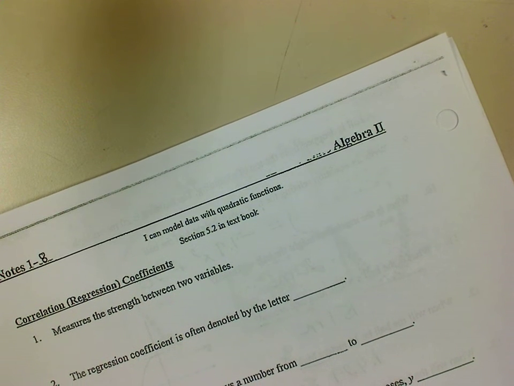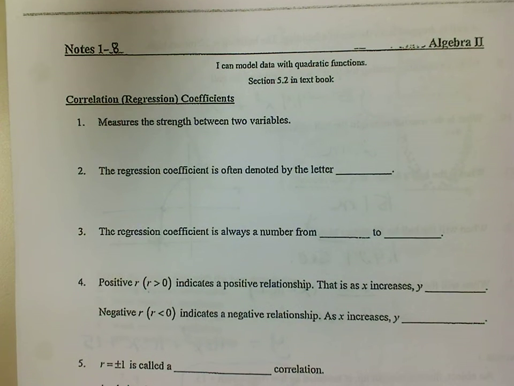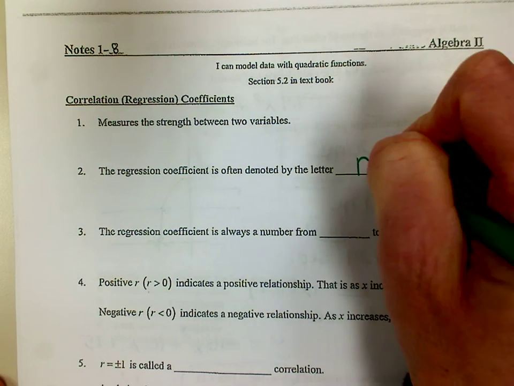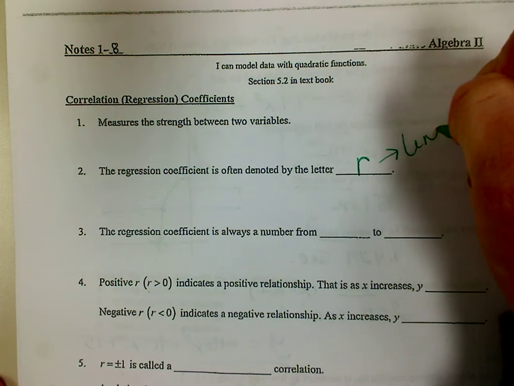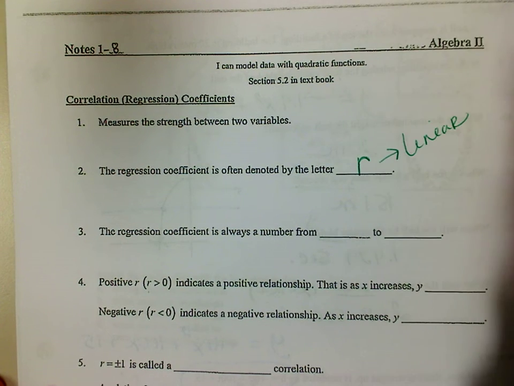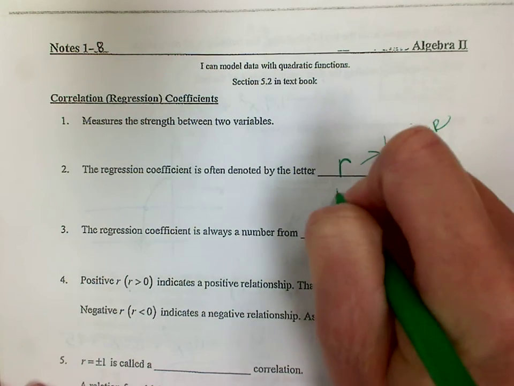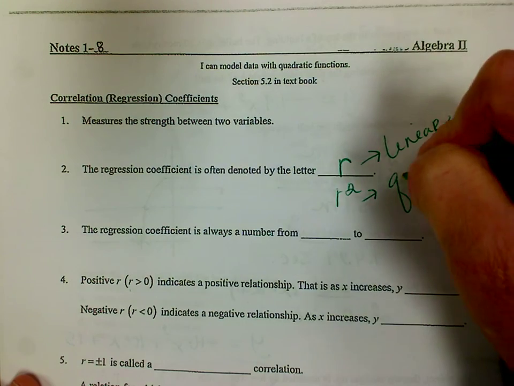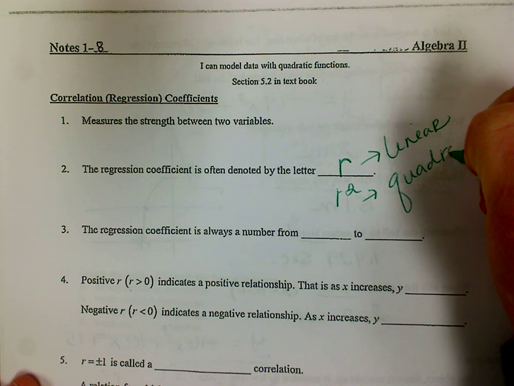Okay, so first we're going to talk about what a correlation coefficient is, and it's just a measure between two variables. The regression coefficient is often denoted by the letter R. That's if we are using a linear equation or a linear regression. And then we're going to use R squared if it is a quadratic regression.